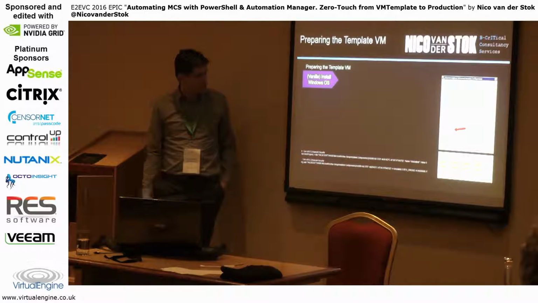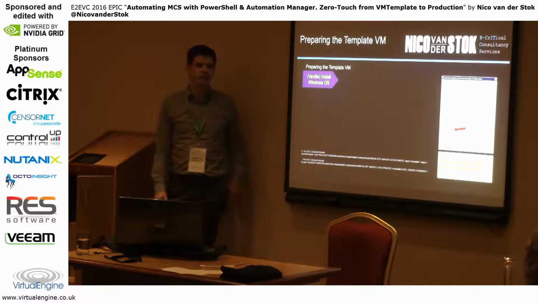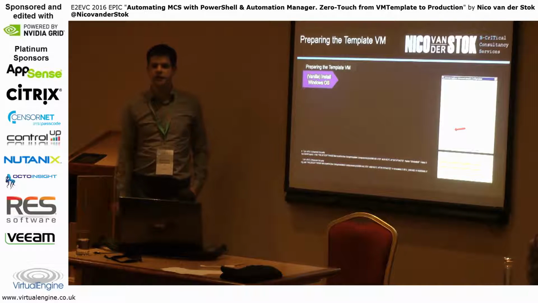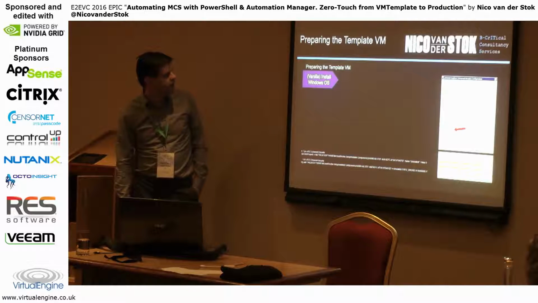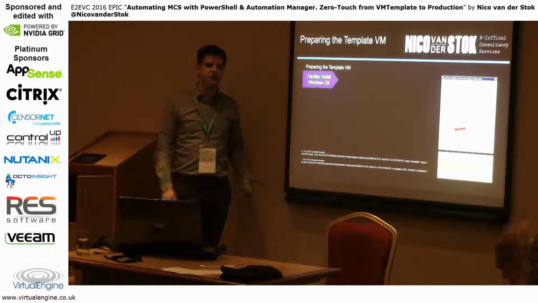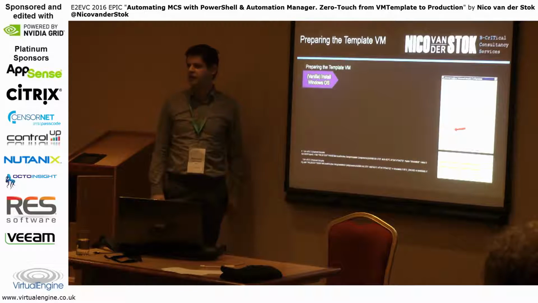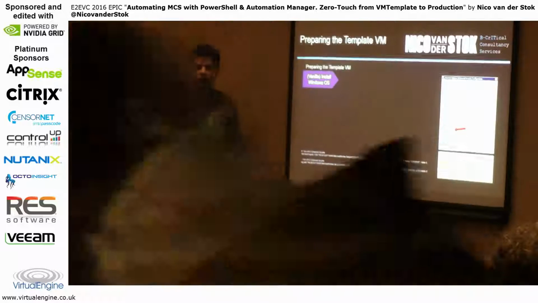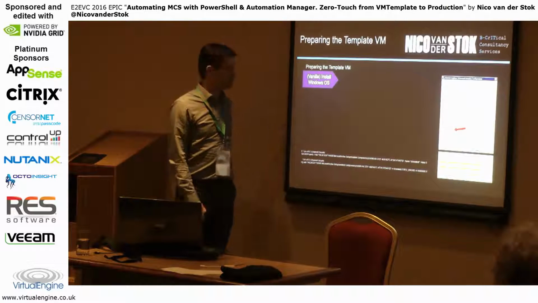So, first things first, we need to start up with a template machine to be able to build the image. I wanted to make this as vanilla as possible, so no personalization, nothing about the organization in this image, just mounting the Windows ISO, installing it with all the defaults, and that's it. So, a clean starting point.